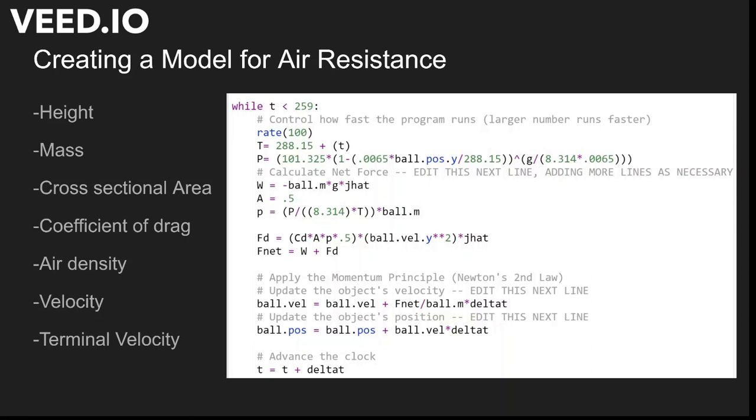So whenever we look at the GlowScript code, we can see that the time is set to be 259 seconds, which is the equivalent to 4 minutes and 19 seconds. We use our temperature equation from the previous slide and our pressure equation from the previous slide, all in order to calculate the density, which was based on the gas laws.